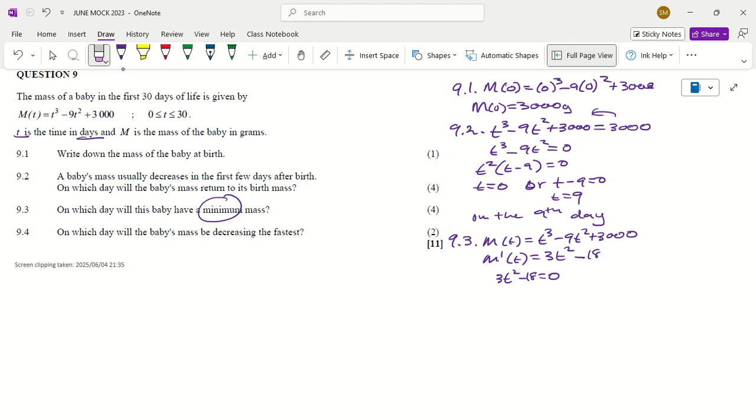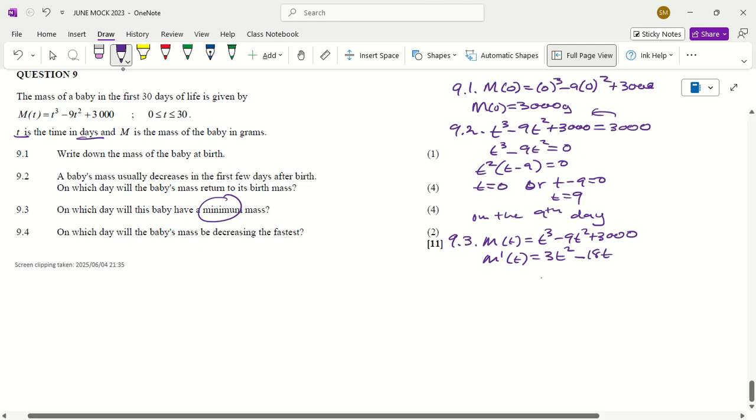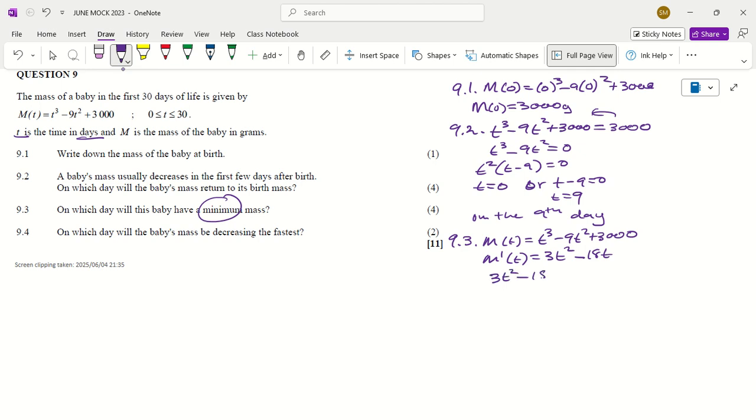So meaning that for us to find the derivative here, the common factor is, what did I do here? Let me just start over. So we are going to say this is 18t. Yes, it's 18t. I can see where I went wrong. And 3t squared minus 18t is equal to 0.